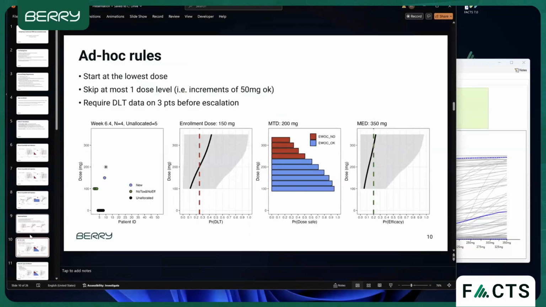Let's move on to some other rules. One other thing that we wanted to do is start at the lowest dose. So this was 100 milligrams. And then we want the CRM to behave in such a way that it always skips one dose level. So increments of 50 milligrams are okay. We saw this before in this movie, where we jumped from 100 milligrams to 150 milligrams. And another thing is that we always require data on 3 patients before we escalate.